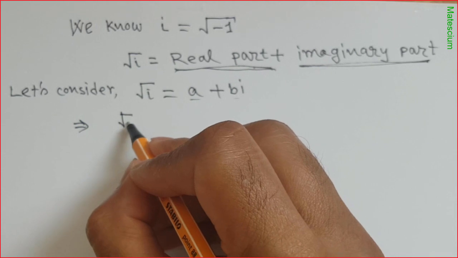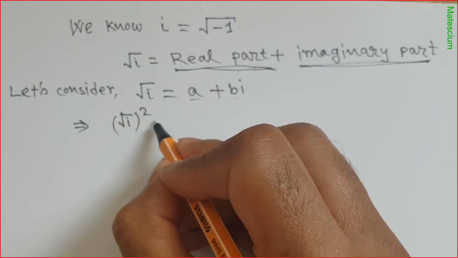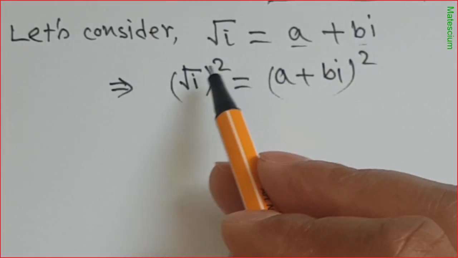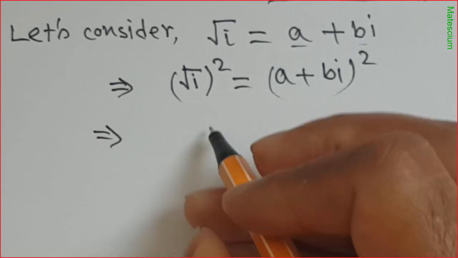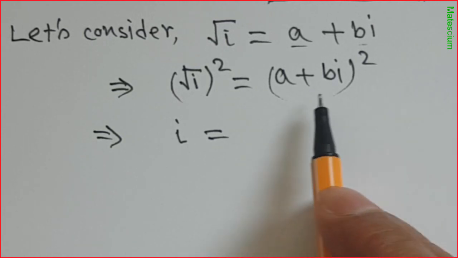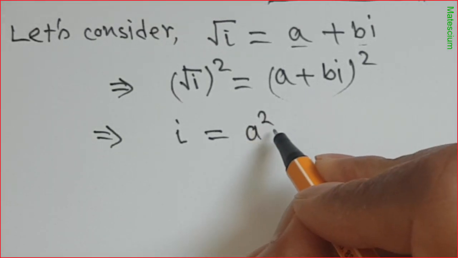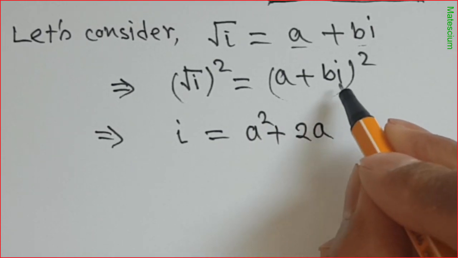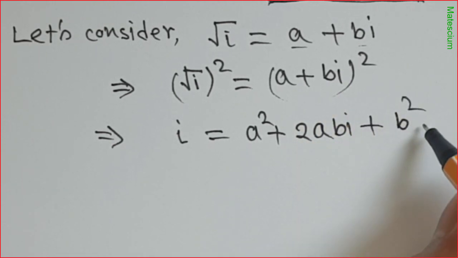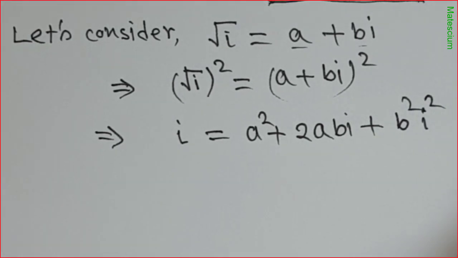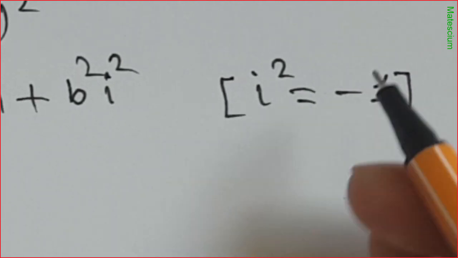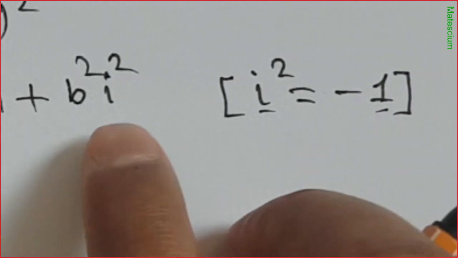We can do square on both hand sides, square on left hand side and square on right hand side. This square and this square root, they cancel each other and remaining is i on left hand side. And right hand side falls under a simple formula (a plus b) whole square. That means a square plus 2ab, meaning bi, plus b square, meaning (bi) square, that is b square and i square. And we know another thing is i square is equal to minus 1. So we can substitute this i square by minus 1 exactly here.